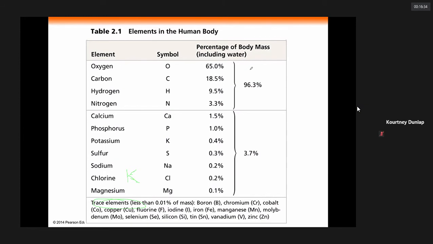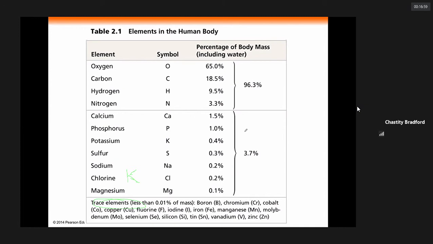All right, so I'm going to use this as a pointer. In your body, the elements that make up the majority of your body mass are what we call CHON. What is CHON? That is carbon, hydrogen, oxygen, and nitrogen. The largest percentage of body mass is composed of those four elements.